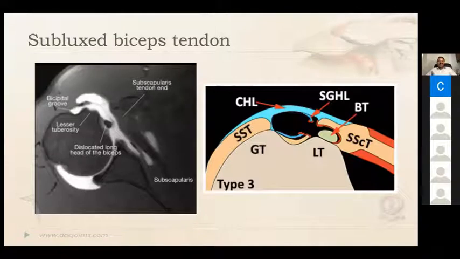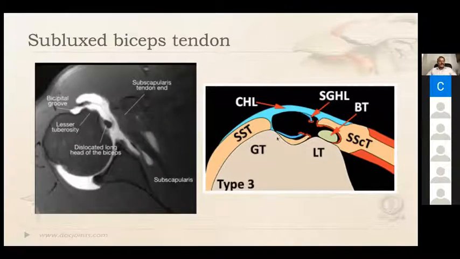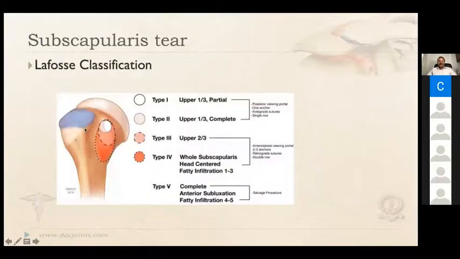The classification for subscapularis tears. It's Lafosse. So when the SGHL or the biceps pulley is broken, the biceps dislocates into the subscapularis. So whenever you see the biceps is not there in the groove, suspect a subscapularis tear, even if the subscapularis is not clearly visualized. That's the Lafosse classification.